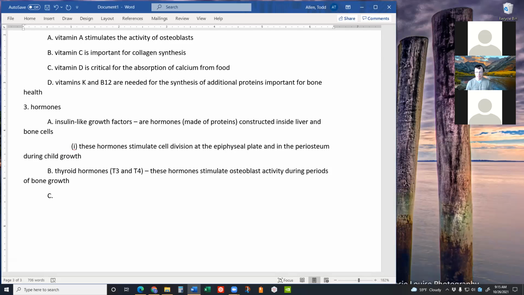We also have insulin itself. I know I'm out of time, folks. Just bear with me here a second. So we have the insulin-like growth factors of note letter A there, 3A. We also have insulin itself.